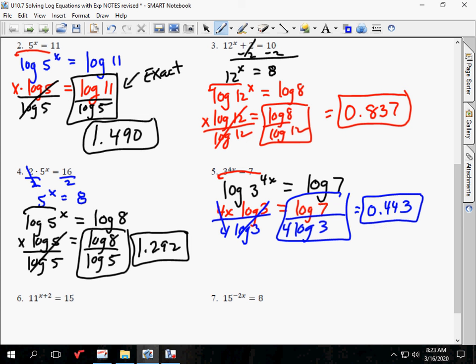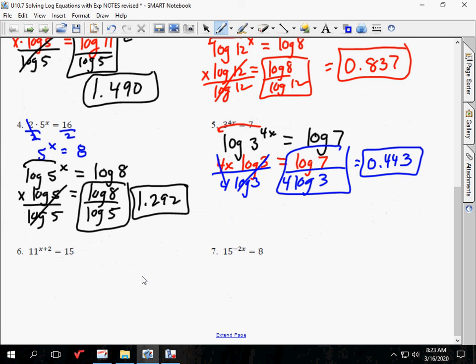Now another way you could do this is punch in log 7 divided by log 3. Hit the equal sign. It's like 1.771. Then divide that answer, hit divided by 4. Divide by 4. And then you'll get 0.443. So either way, but you should get that answer.